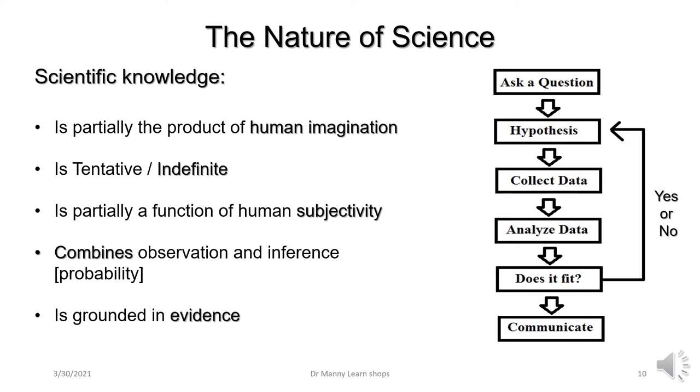You can't measure fear. This is subjective. However, scientific knowledge, as we already said, has observation. However, it combines observation with inference. An inference is just another way of saying probability. This is probably the reason why. But scientific knowledge is grounded in evidence.